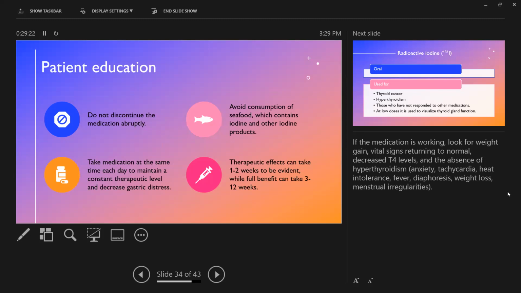Therapeutic effects can take 1 to 2 weeks to be evident. Full benefit may take 3 to 12 weeks. Tell the patient to be patient. No pun intended. So look if it's working, look for weight gain, look for vital signs to return to normal, look for decreased T4 levels, look for the absence of hyperthyroidism. That would be the absence of anxiety, tachycardia, heat intolerance, fever, diaphoresis, weight loss, and menstrual irregularities.